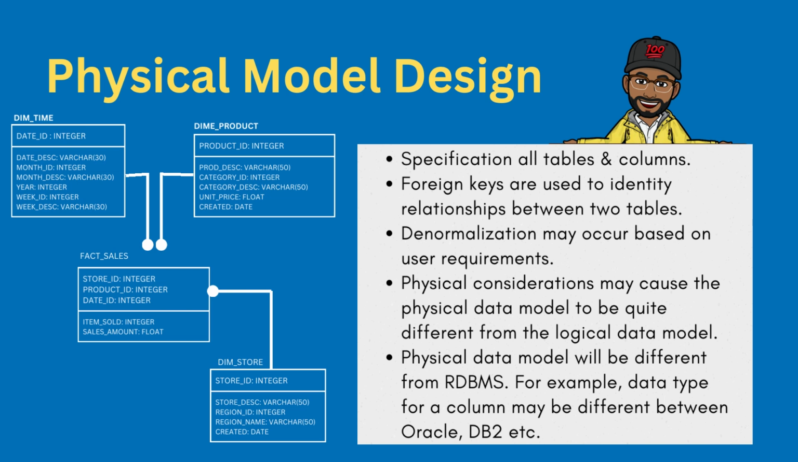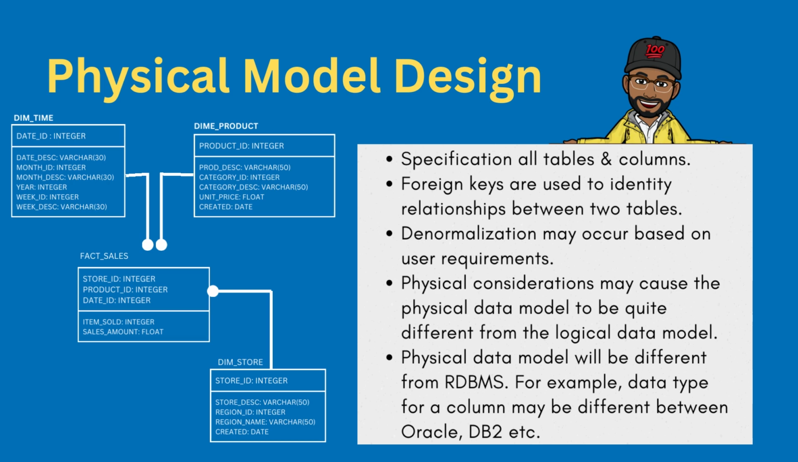So fact_sales, definitely it will have the fact tables. All the foreign keys are again integer, and integer and float. Mostly the ID columns, the key columns and the dimensions. The specification of all tables and columns will be maintained in this physical data model. The foreign keys are used to identify the relationship between the tables, and denormalization may occur. Denormalization means we have split the tables, right? Two tables might be merged into a single table. If necessary, we will do this denormalization based on the requirement.